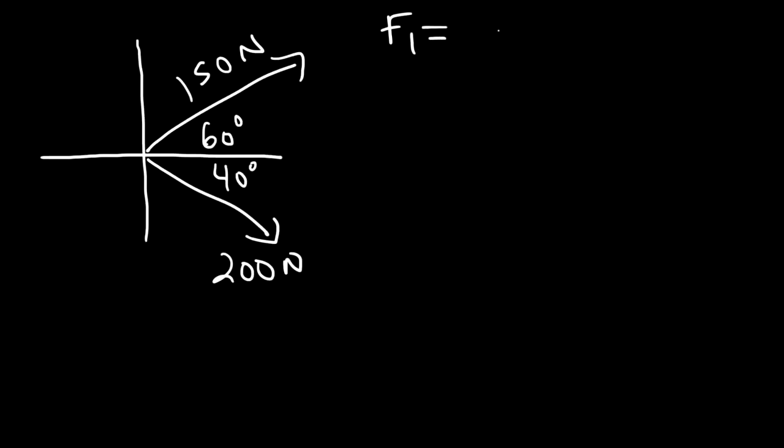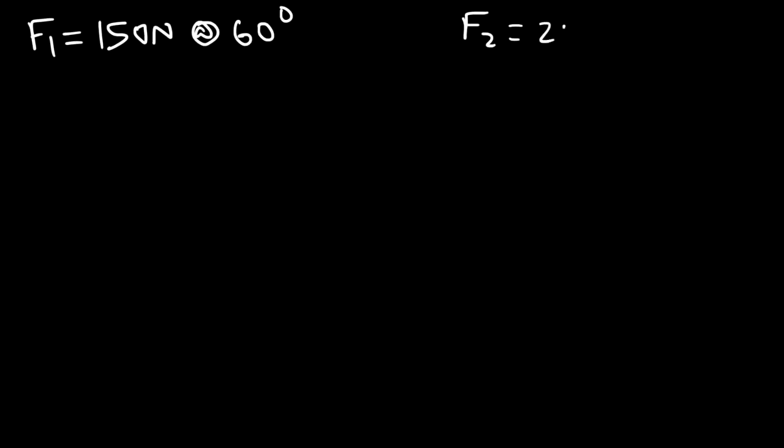So first, it's good to write it out. F1 is 150 newtons directed 60 degrees from the positive x-axis. F2 is 200 newtons and it was 40 degrees below the x-axis, so that's in quadrant 4, so you need to use 360 minus 40, which is 320. So it's at an angle of 320 degrees, which is the same as negative 40.